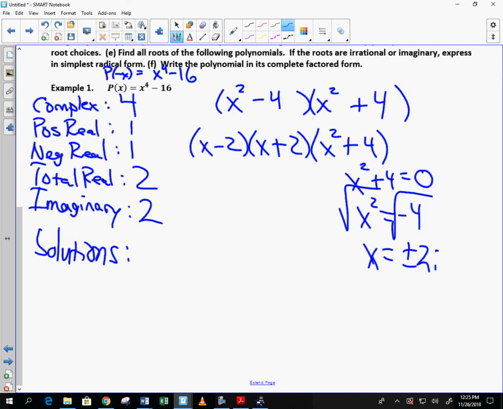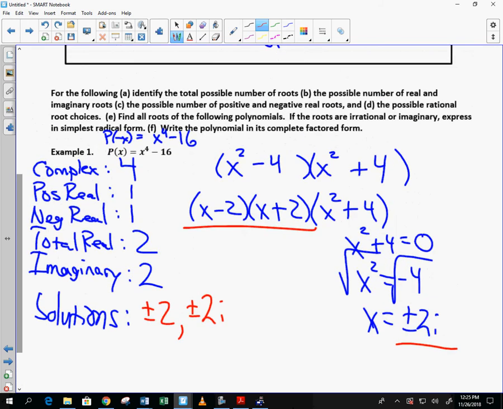So I go to list my solutions. And from right there, I have solutions of plus or minus 2. And from over here, I have solutions of plus or minus 2i. Agreed? Now, watch. How many total solutions did I find? How many positive real solutions did we have? 1. How many negative real did we have? How many imaginary did we have? And we had 2 total real. It's kind of cool, a diagnosis ahead of time, doesn't it?